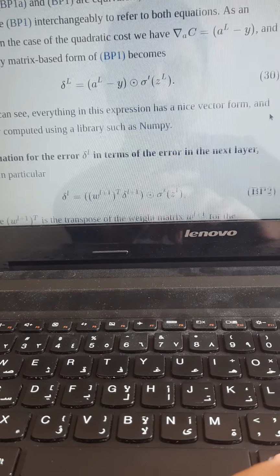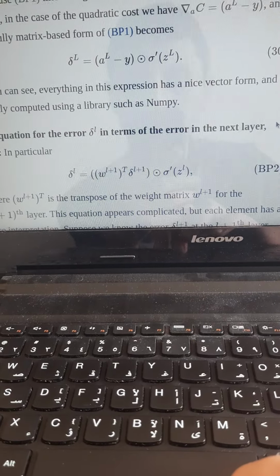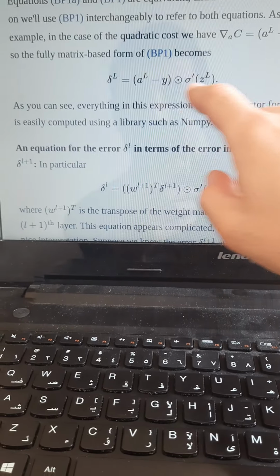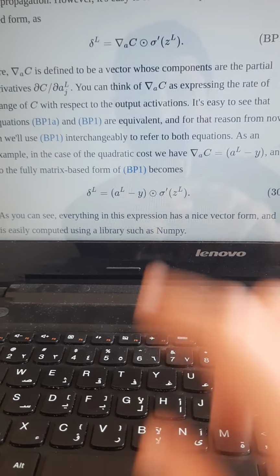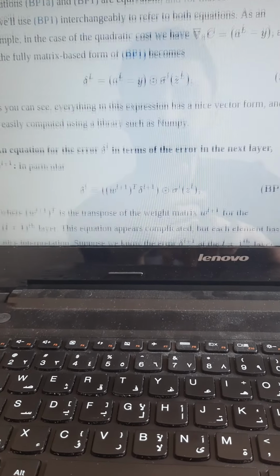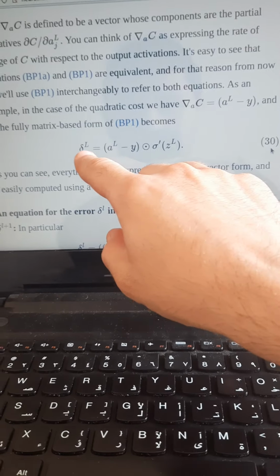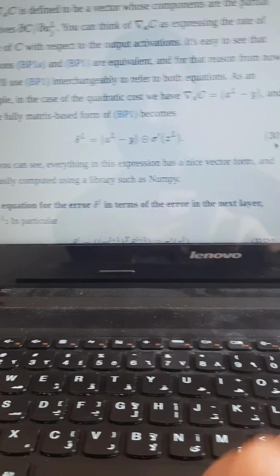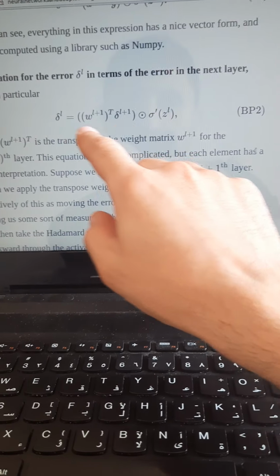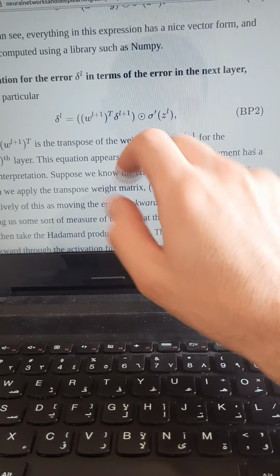Now backpropagation two is not really interesting in this part. The interesting part is this one. This is like for our special case where the cost is a quadratic function. Now this is backpropagation two. I want to discuss this one. It's really interesting.